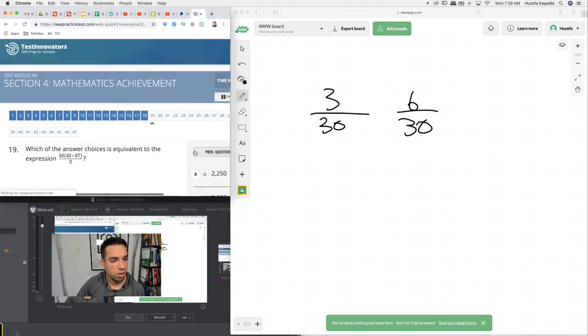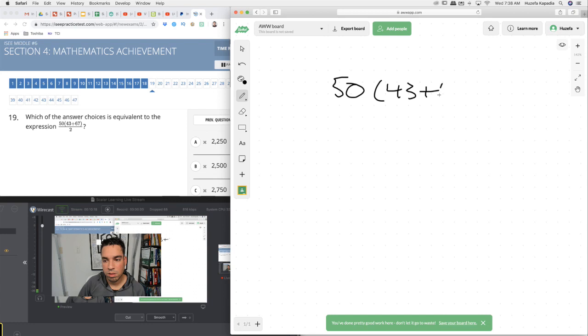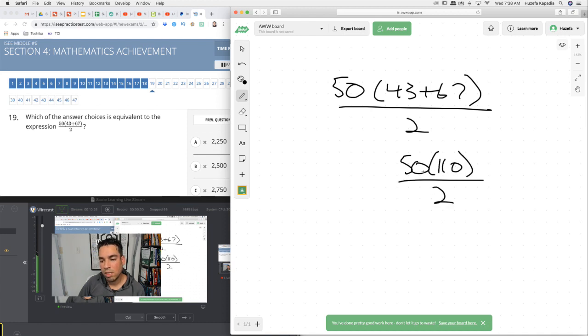Okay, next. Which expression follows. Okay, so here we just do order of operations to evaluate. And I'll show you a fast way to do this. 50, 43 plus 67 over 2. So this is 110, 50 times 110 over 2. Divide this by 2 before multiplying. Actually, let's divide this one by 2. It doesn't matter. This becomes 55. We don't divide both because it's one big multiplication string. So then it's 50 times 55.